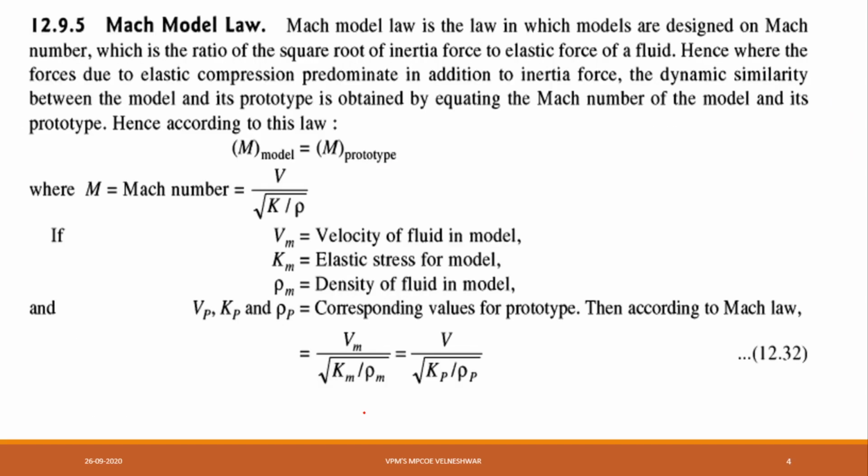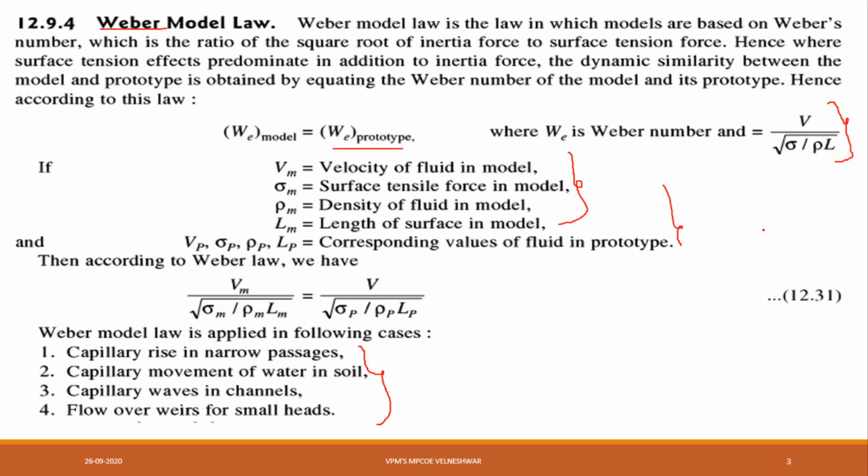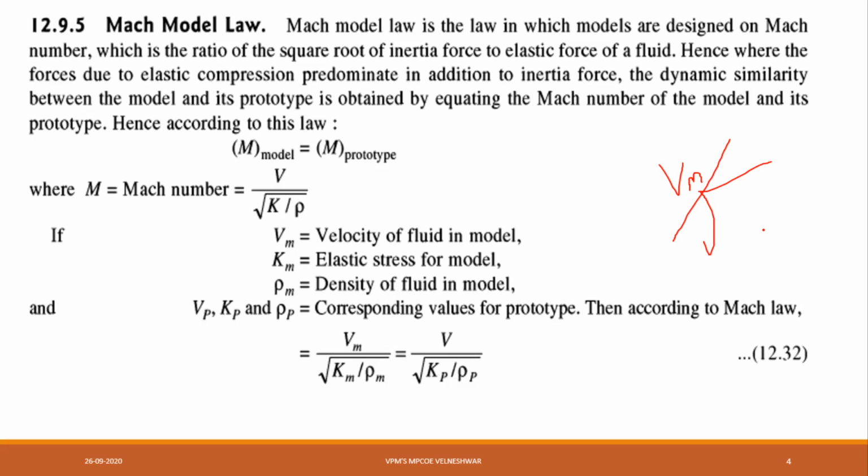Okay, next Mach model law. Mach model law is a law in which models are designed on Mach number, which is a ratio of velocity. Velocity is common, Vm or Vp is common. The denominator value, whatever is there, will change, whether it is for Weber law, Euler's model law or Mach model law. So for all of these, velocity is constant and the square root denominator value is different.